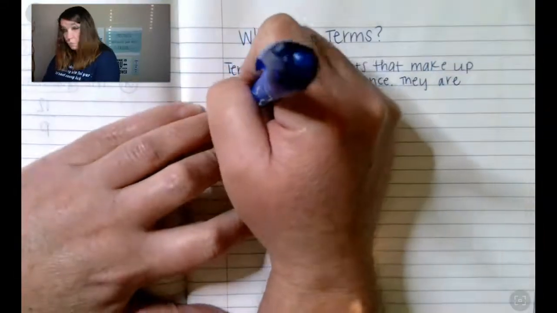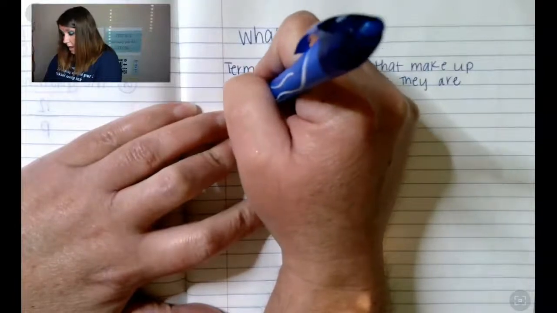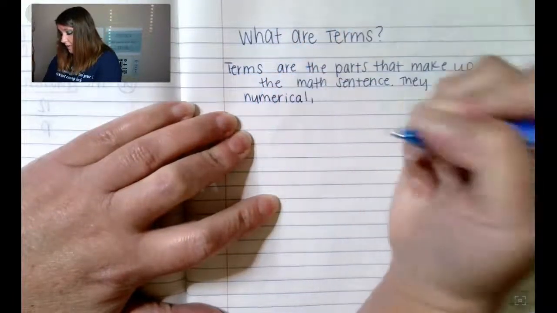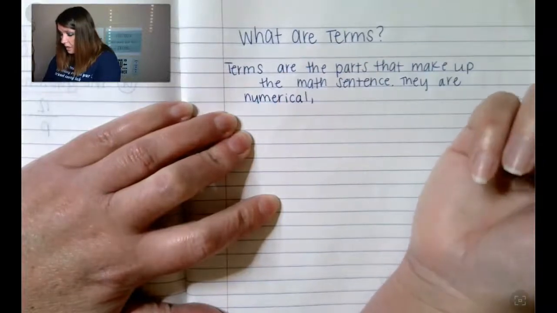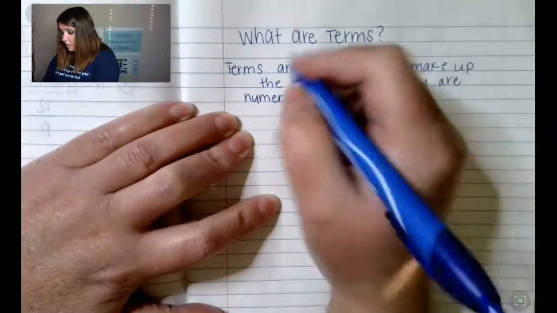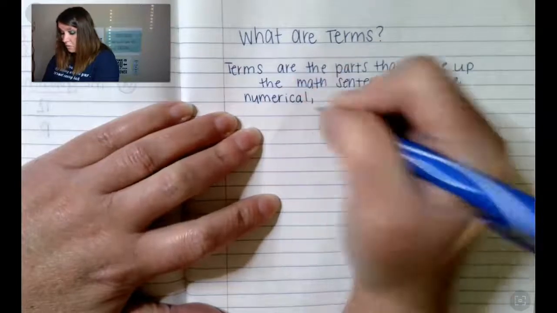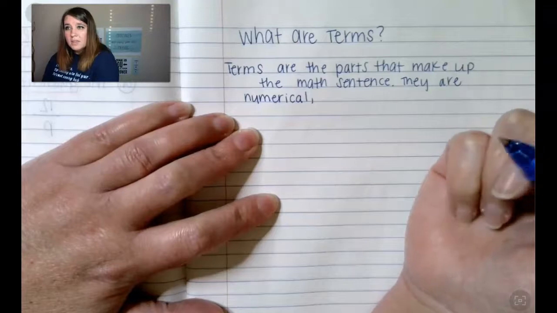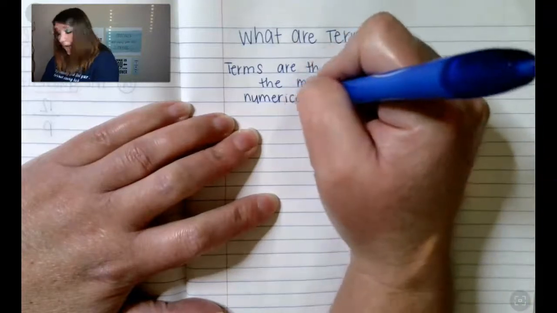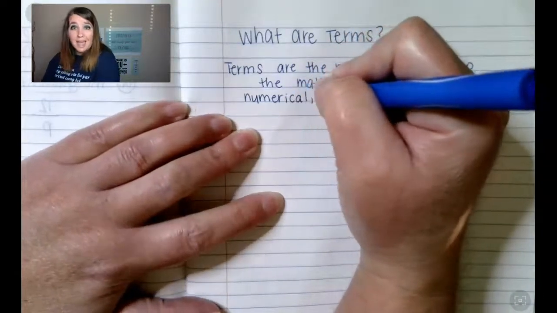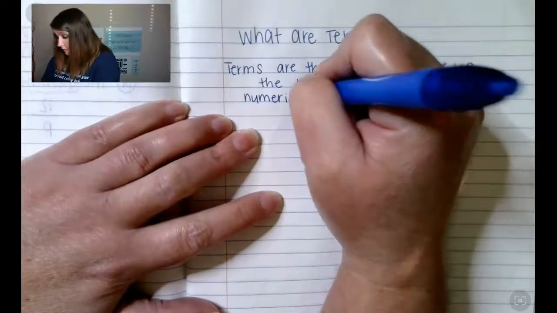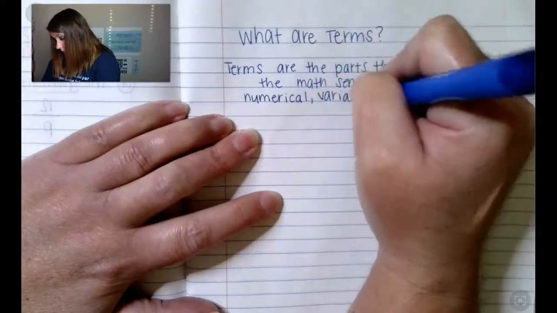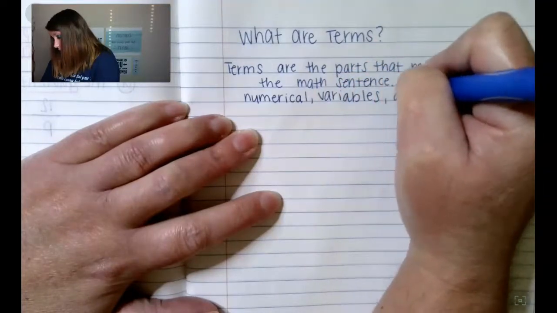So they are numbers, if it's a numerical expression, or if it's algebraic, it will have numbers, and it is not how you spell numbers, Miss Englander, but numerical works. Okay, numbers, numerical, both of them work. They're either numerical or algebraic. Algebraic means that they have letters. So variables and operations.